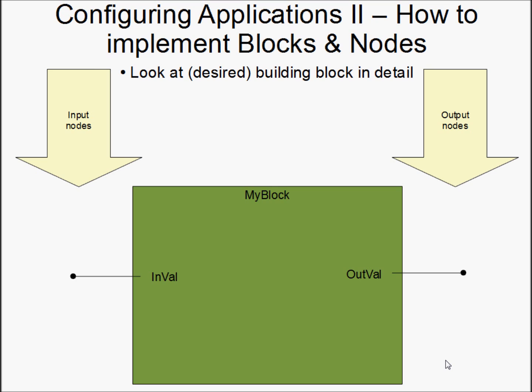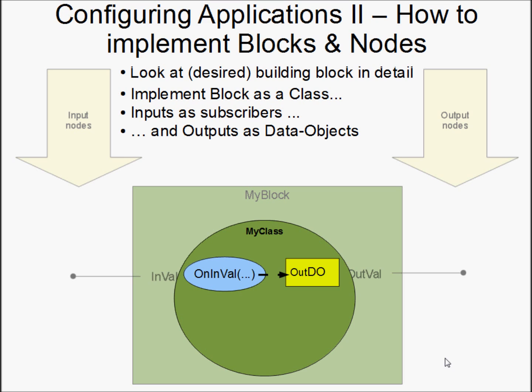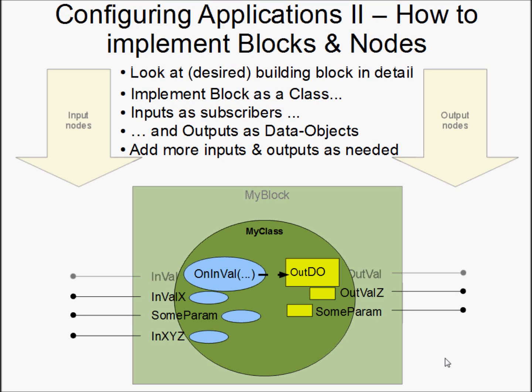What does a building block consist of? Here is a larger building block with enough space for further detail. Obviously, the building block is implemented by a class. The inputs of the building block are subscriber functions, which are class members. And the outputs of the class are data objects. Of course, you can have any number of inputs and outputs as needed. Pairs of inputs and outputs that refer to the same data are very useful for parameters of a building block. For example, for a PID controller, one needs to be able to adjust the factors of the P, I and D parts. These are inputs as well as outputs.